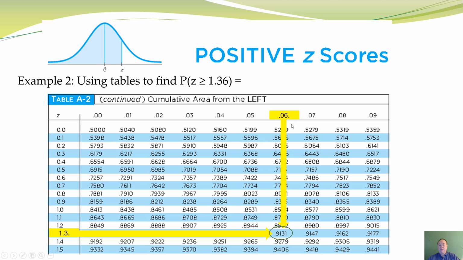Now, the problem is, this is the area to the left of 1.36. But if you look at the problem, you want the area to the right of 1.36. So since I'm looking for the area to the right, I have to take 1 minus this answer. You take 1 minus 0.9131, and you get 0.0869 for your answer. So you have to be careful. Remember, the tables only give you the area to the left. If you want the area to the right, you find the area to the left and subtract it from 1.